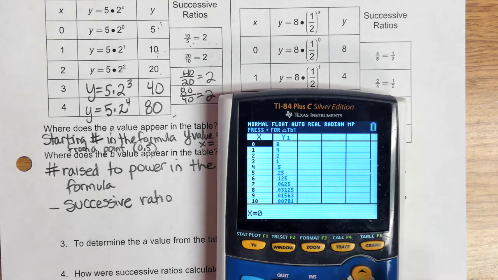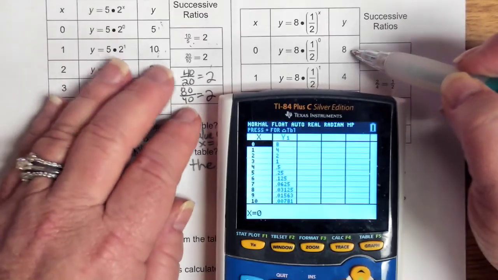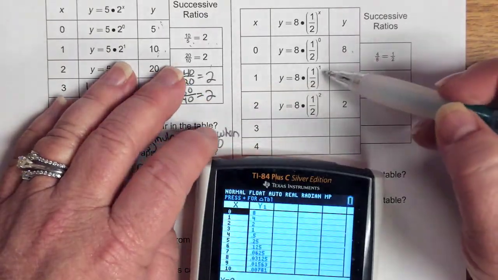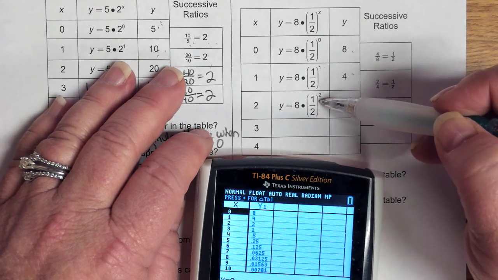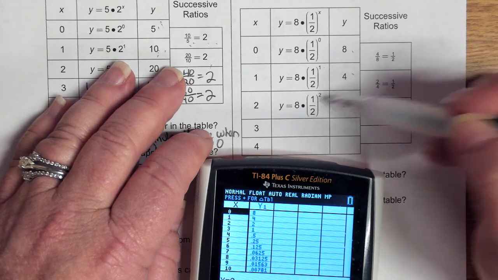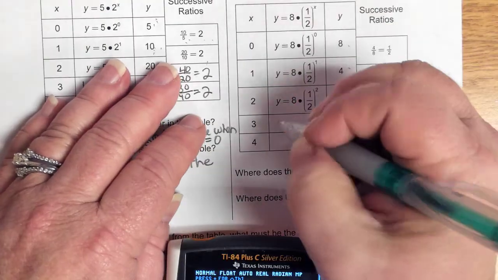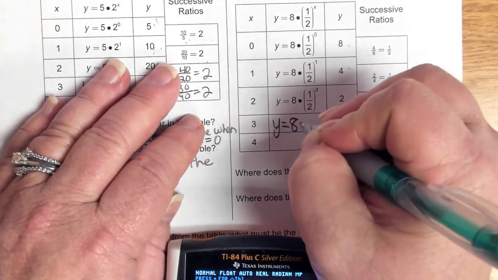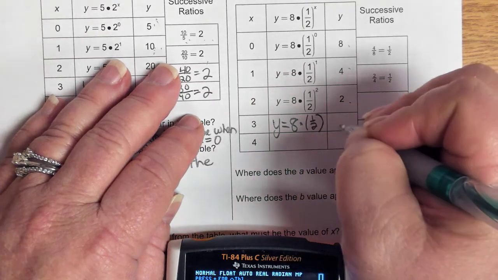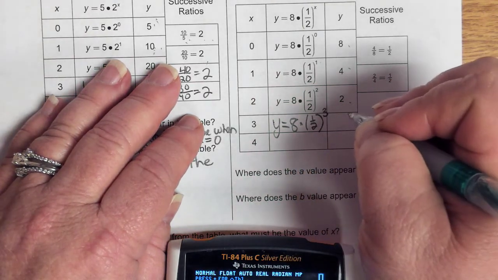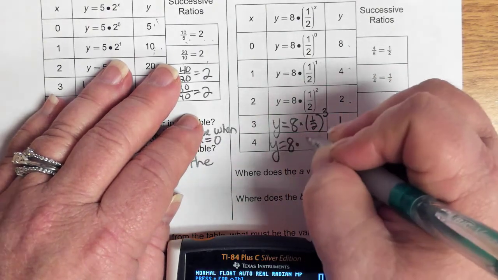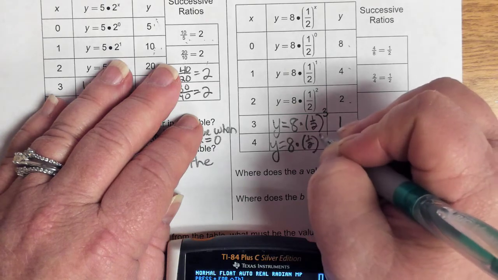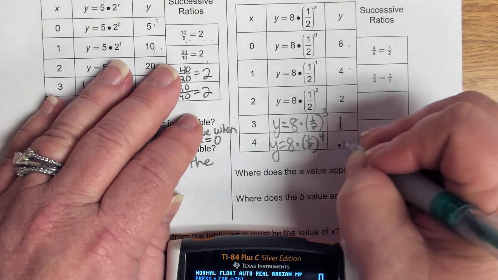So let's go back up because this is the information that we needed here. Okay. We're going to start with 0, and our y value was 8. If we go to 1, our y value is 4. If we go to the power of 2, then our y value is 2. So y is equal to 8 times 1/2 to the power of what? 3 is going to give us what? 1. Y equals 8 times 1/2 to the power of 4 gives us 0.5.